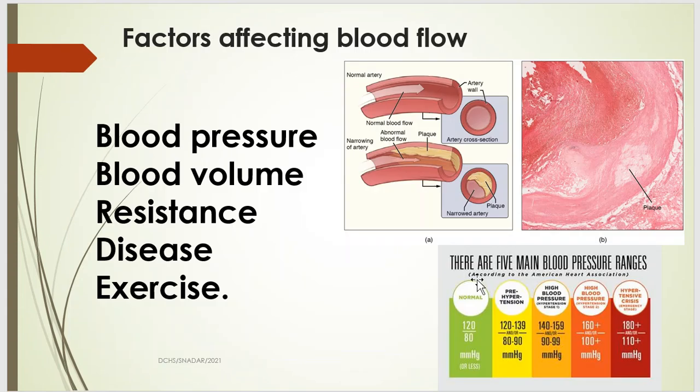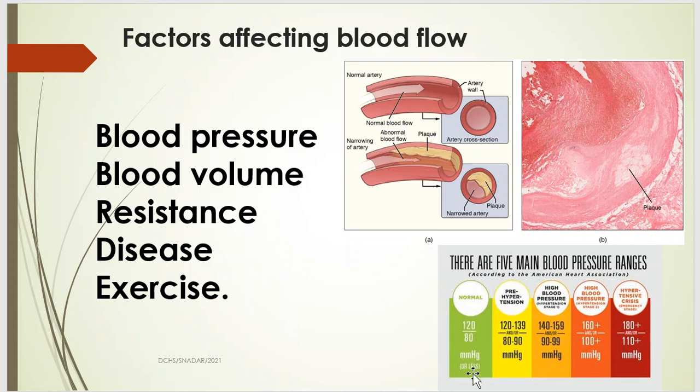So the next thing we're going to talk about is the factors affecting the blood flow through the cardiovascular system. What you can see right here are the 5 factors that affect the blood flow in our body. The first one is blood pressure, then the blood volume, then the resistance, diseases, and exercise. First we're going to talk about the blood pressure, and look at the chart right here.